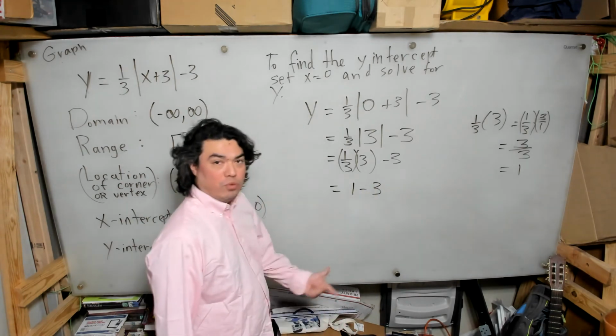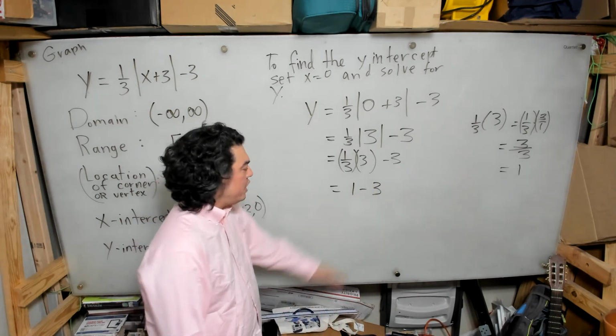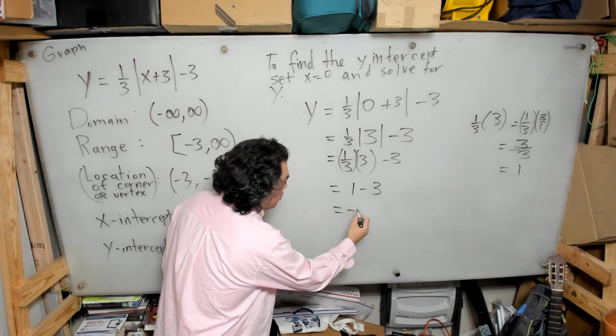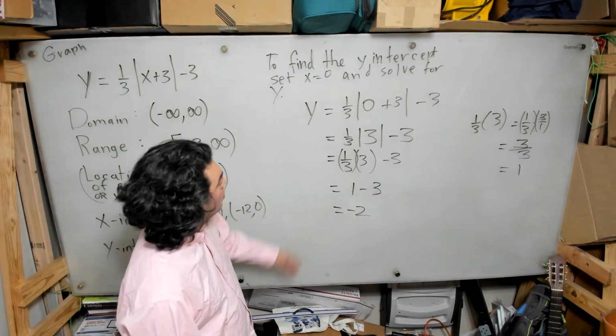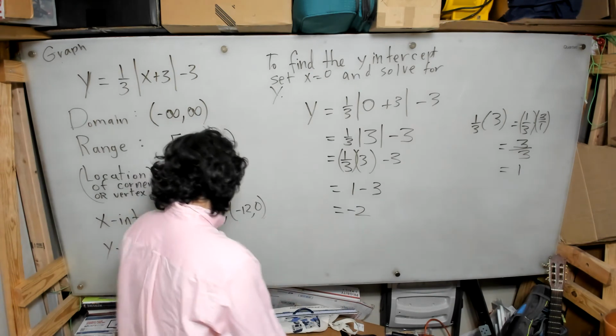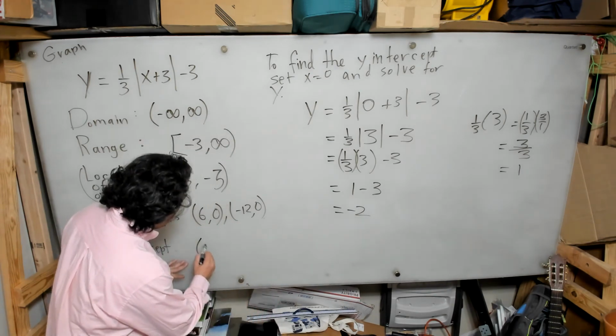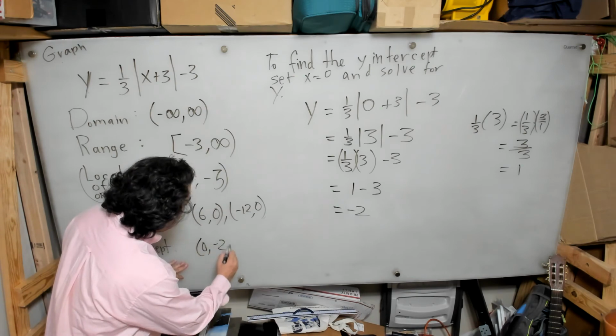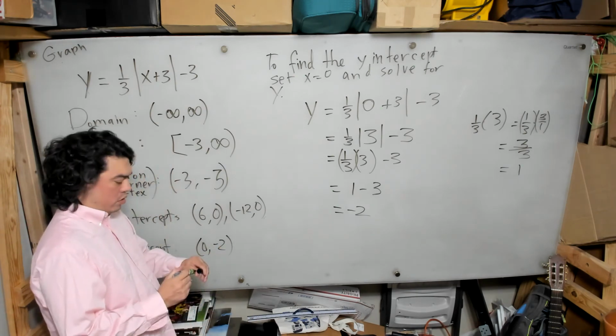Now what is 1 minus 3? 1 minus 3 is negative 2. Okay? So I now have my y-intercept. It's going to cross the y-axis at negative 2. And so that corresponds to the point (0, -2). Okay?